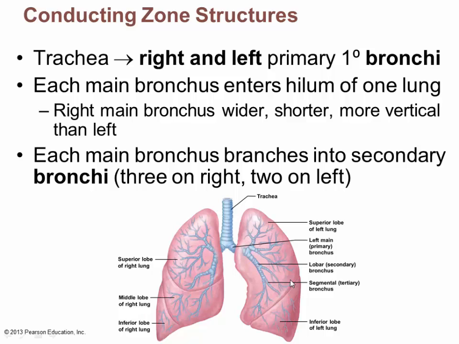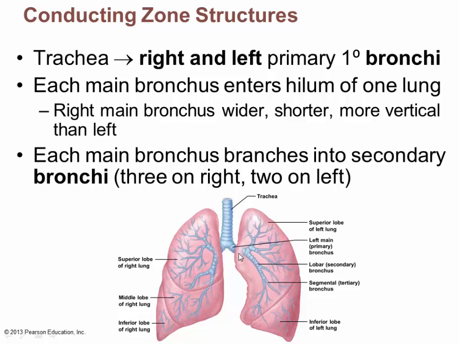Now each main bronchus then branches, because we're going to branch 23 different times, into secondary bronchi. So this particular primary bronchus branches into 1, 2, 3 different secondary bronchi. It's known as secondary bronchi because these are each branching from the primary bronchus.